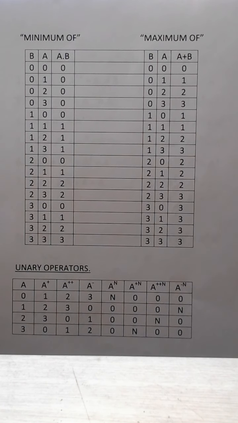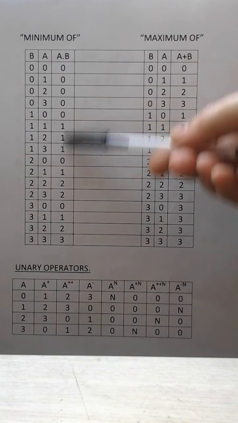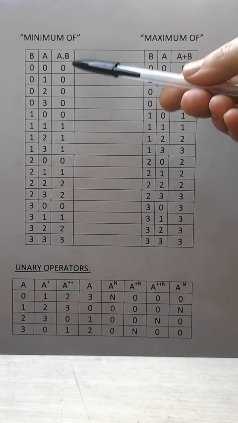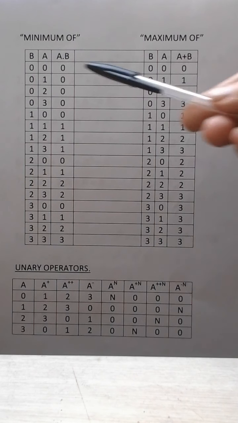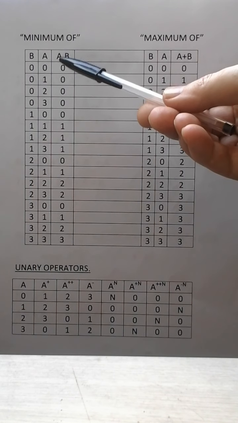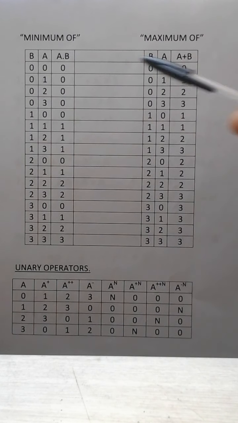These are the functions of the algebra. This is the minimum function, which takes the minimum value of whatever is on its inputs A and B. This is the maximum function, takes the maximum value of whatever is on its inputs A and B. Sorry, the minimum function is denoted by a dot. The maximum function is denoted by a cross, a plus sign.